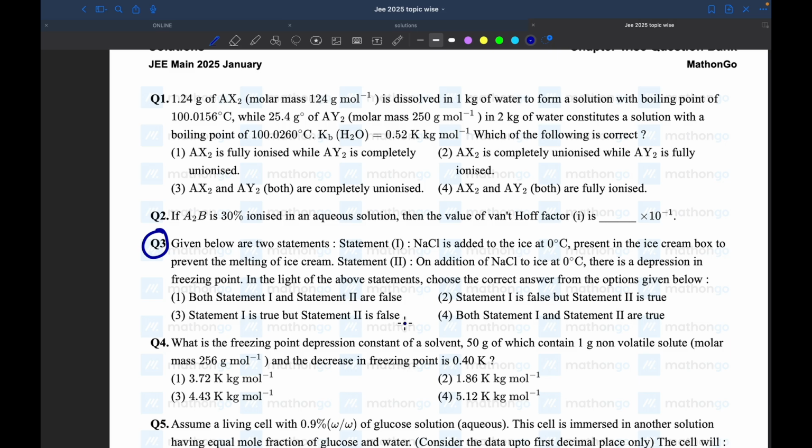So to keep the ice cream frozen, ice is added to this, but that ice is mixed with NaCl. Why is it mixed with NaCl? Because NaCl is non-volatile. When you add it, the ice will not melt at 0 degrees Celsius. Its freezing point is depressed. So both statements are correct.